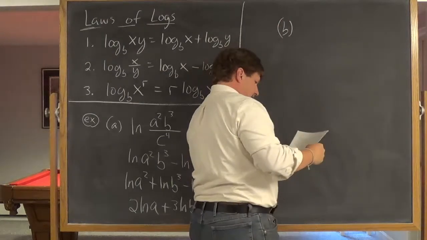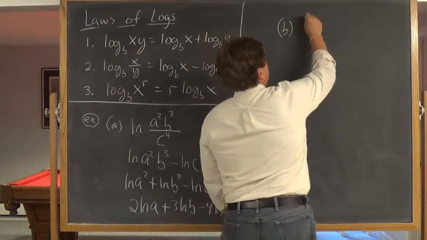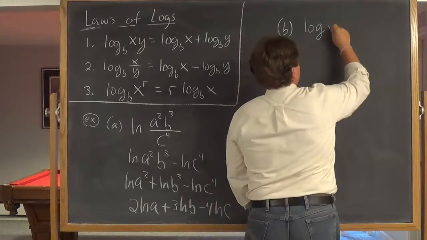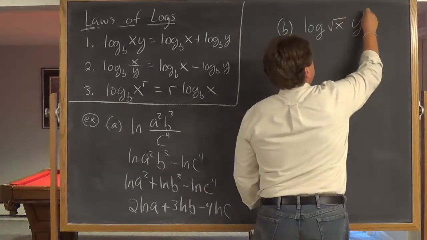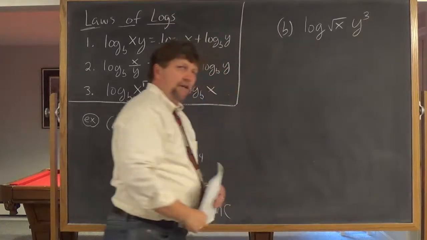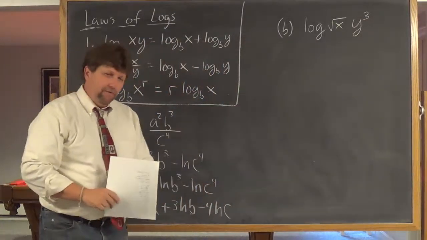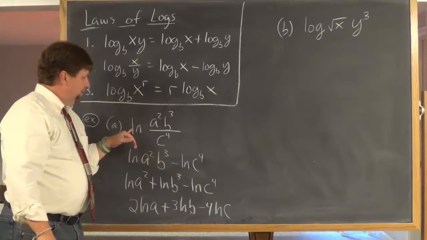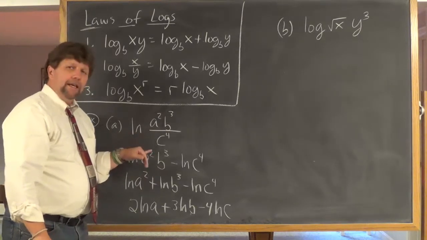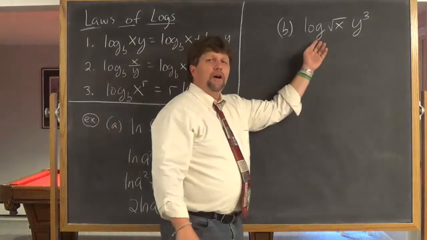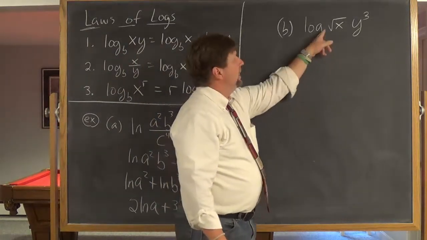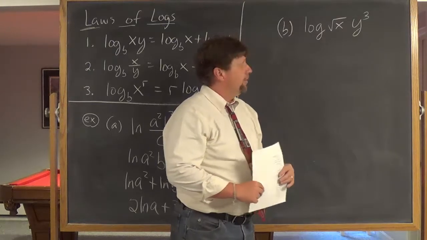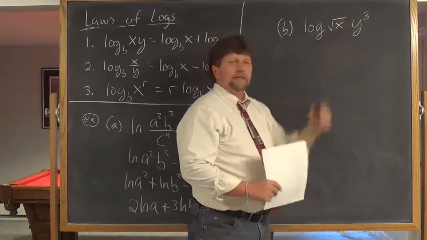So part B, let's look at the log of square root x times y cubed. So hey, a quick review from last week. Remember when you see natural log, that has a base of e. When you just see log, this is a common log, and it has a base of 10. Okay, with that review underway, I have a product here.